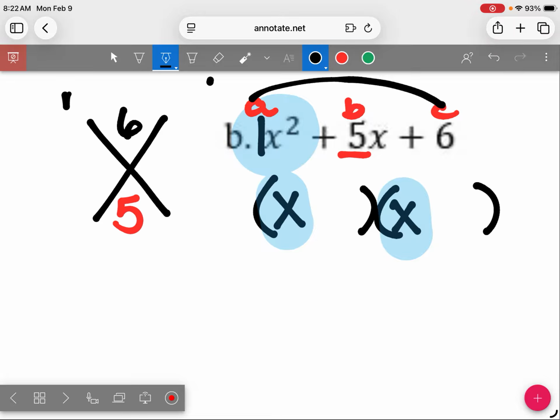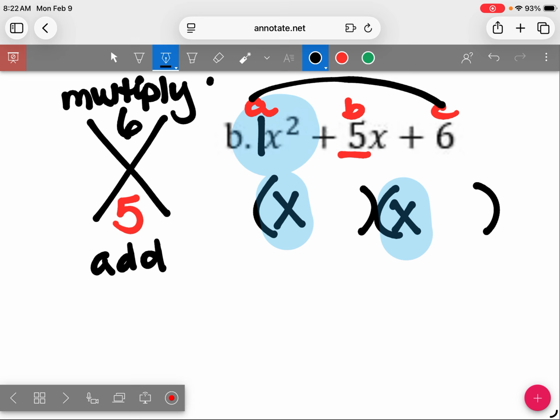Don't say it out loud. Give everybody a chance. But there are 2 numbers that multiply to be a positive 6 and add to a positive 5. When you know the number, just give me a thumbs up.